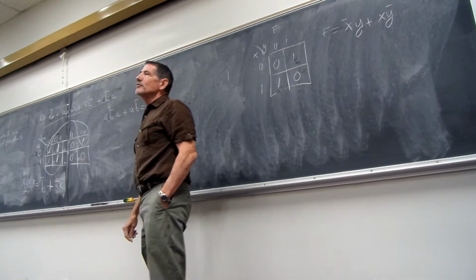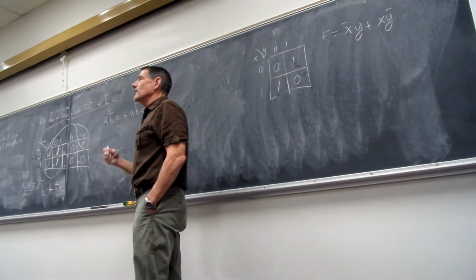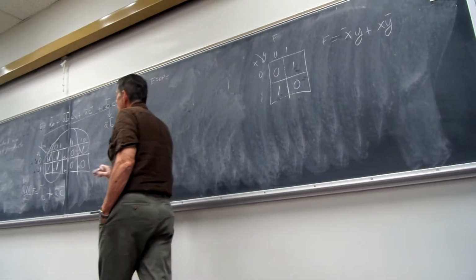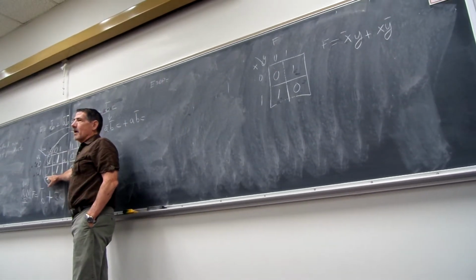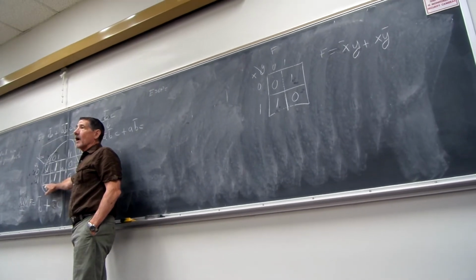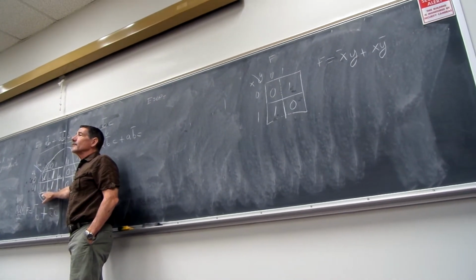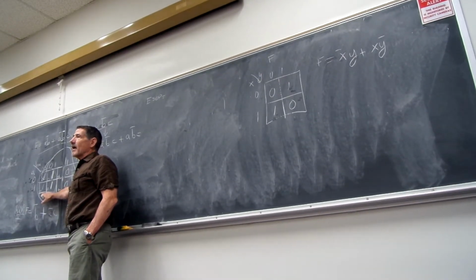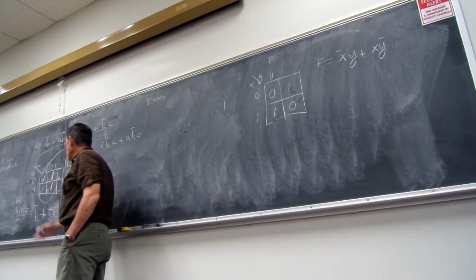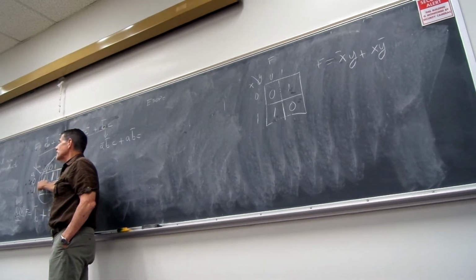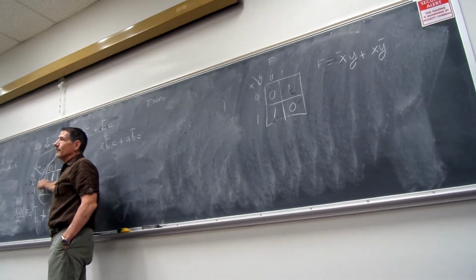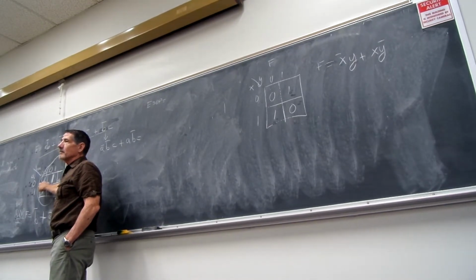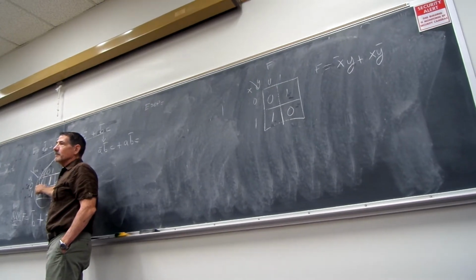And what you're going to do is you have to have terms that have all the variables in there. So how many ones do I have in my K-map? 5. So I'm going to have 5 terms that I'm going to OR, and each term is going to have all the inputs. So let's take this guy first. How do I light this one up? A bar, B bar, C bar.